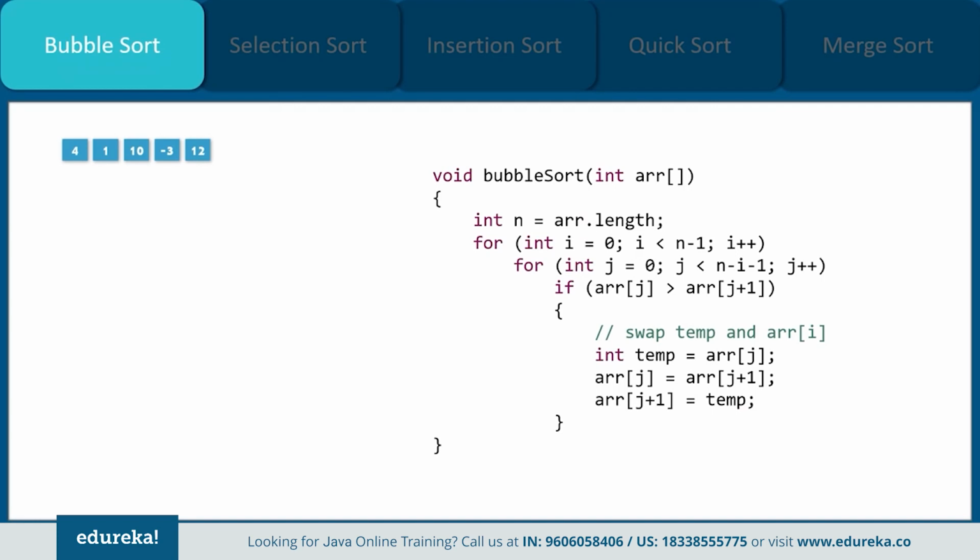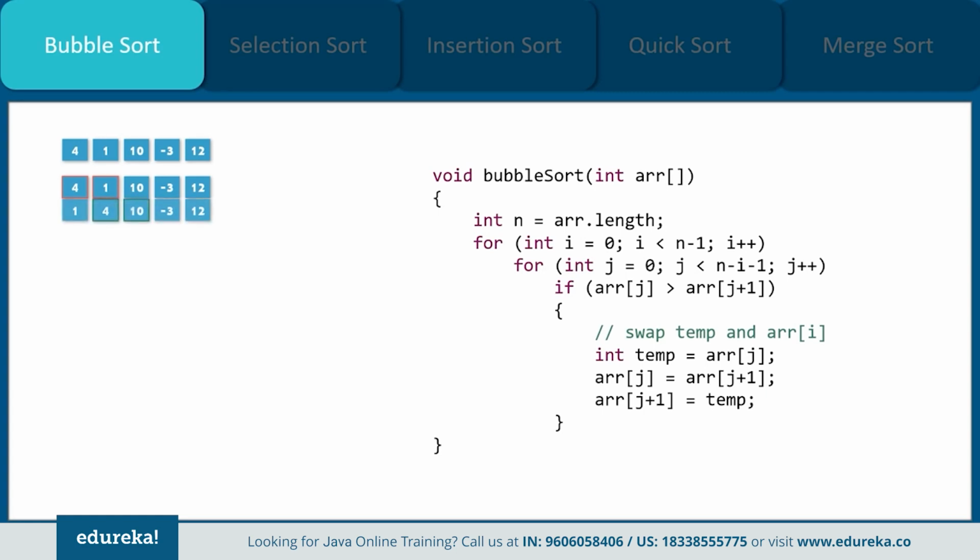Consider that we have a set of elements: 4, 1, 10, -3, and 12. What will bubble sort do? In bubble sort, we start one of the iterations, so consider the ith iteration. We'll start from the 0th index and compare index 0 with index 0 plus 1. That is, 4 and 1 we are going to compare here. When we compare, we find that 4 is greater than 1, so we swap the elements.